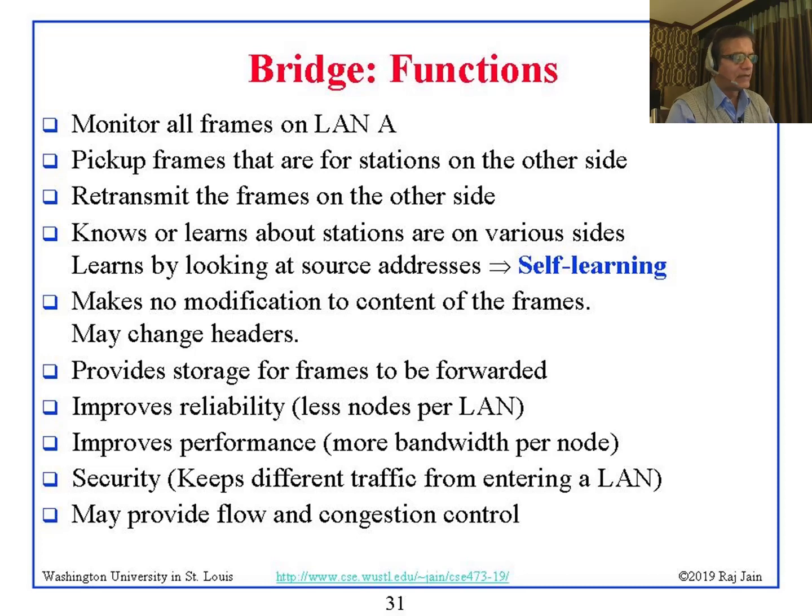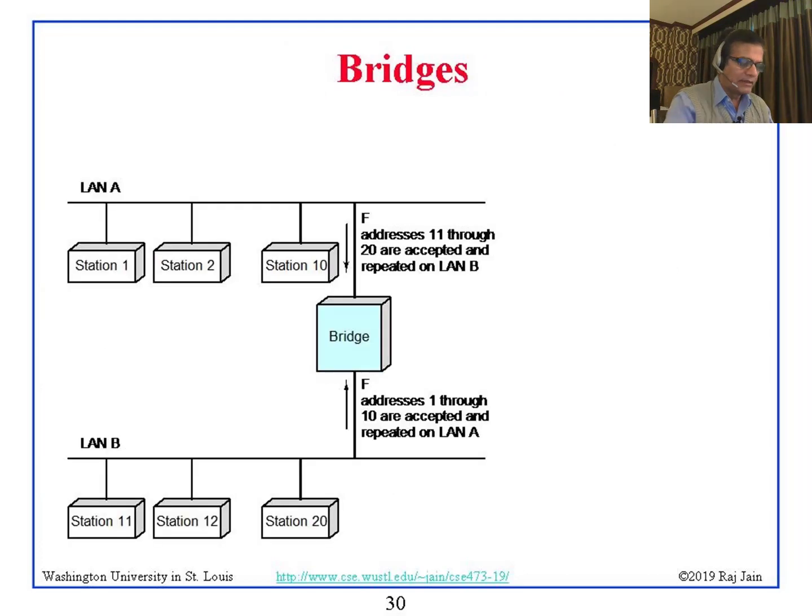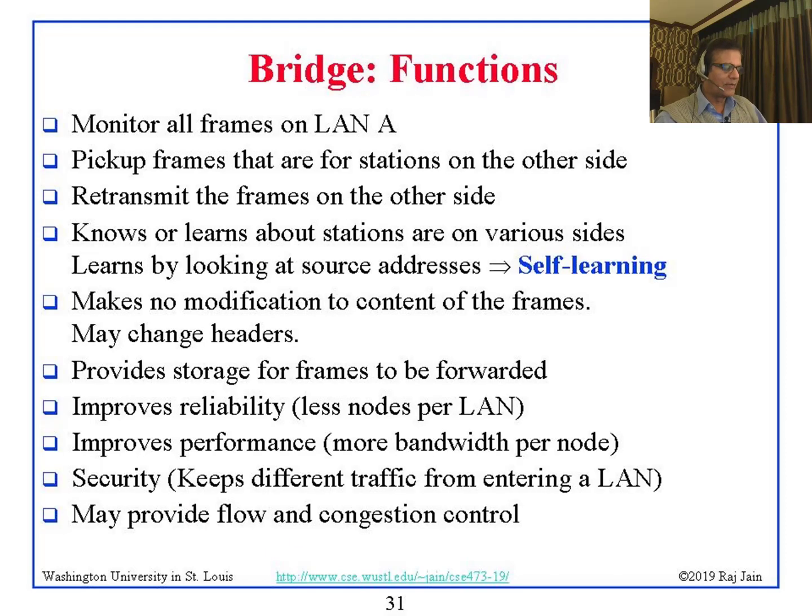Improves performance, and again the same thing, it can be called performance because only 10 nodes are competing for that bandwidth. Security. Now that's another thing, it keeps different traffic from entering a LAN. So you could say that the bottom LAN in this case is very secure. Nobody can talk to them because they are the accounting department, finance department, whatever. Then the bridge can enforce that policy. So only certain people can get to the bottom LAN, other people cannot get to the bottom LAN. So it improves security and may provide flow and congestion control.